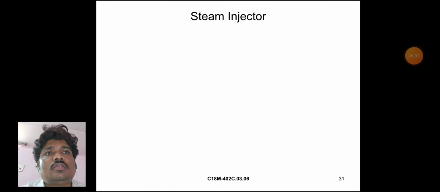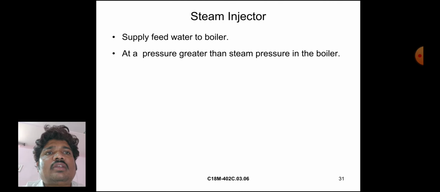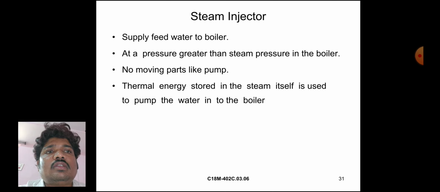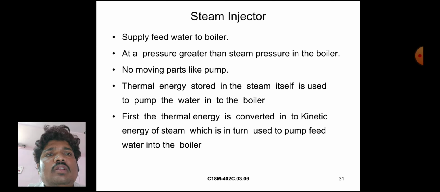Next we discuss about the steam injector. Supply feed water to boiler at a pressure greater than steam pressure in the boiler. No moving parts like pump. Thermal energy stored in the steam itself is used to pump the water into the boiler. First, the thermal energy is converted into kinetic energy of steam, which is in turn used to pump feed water into the boiler.